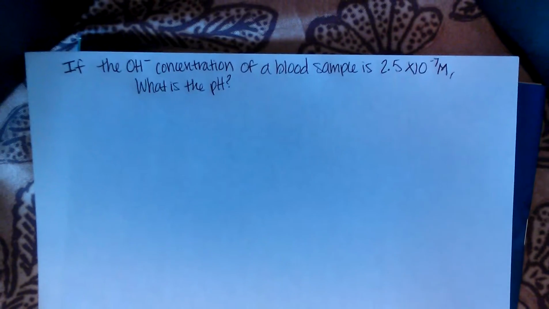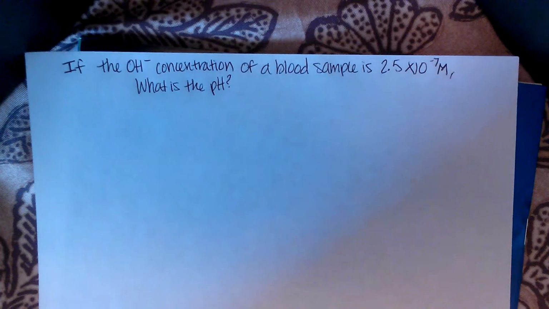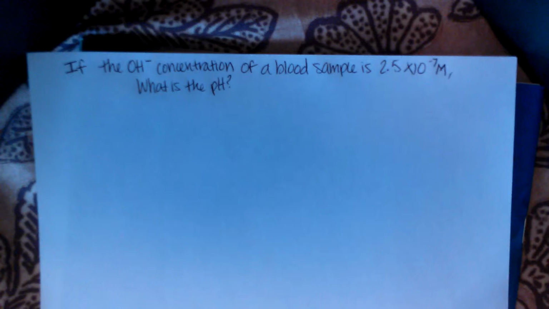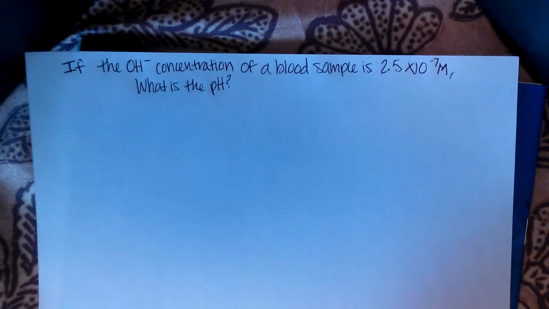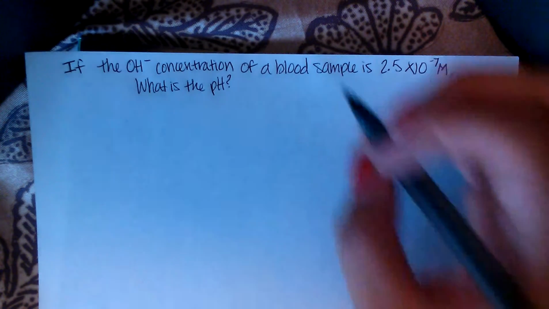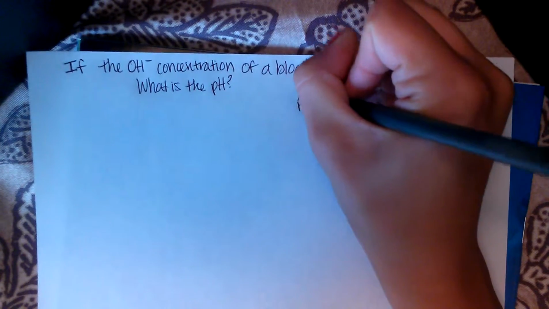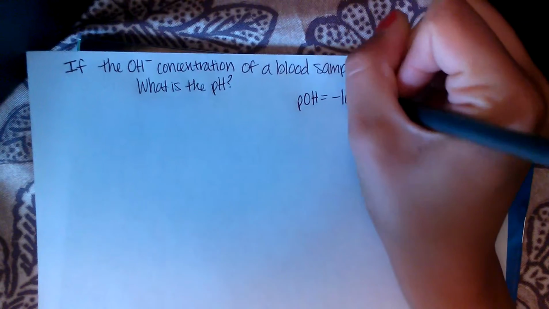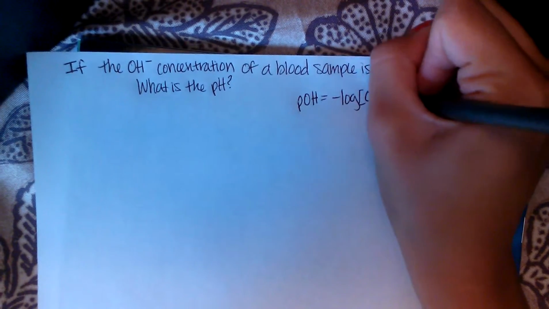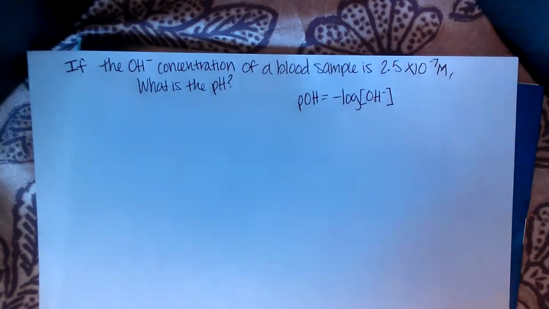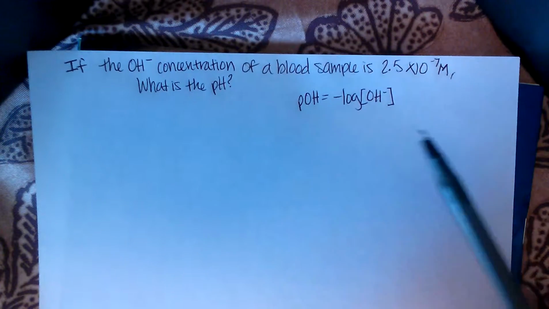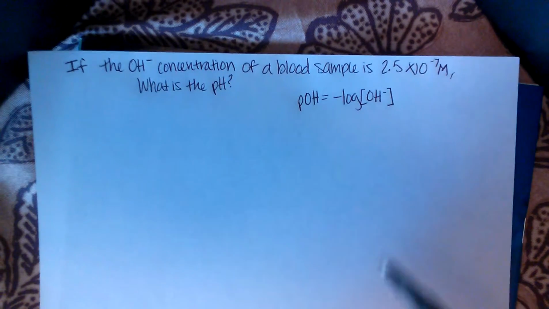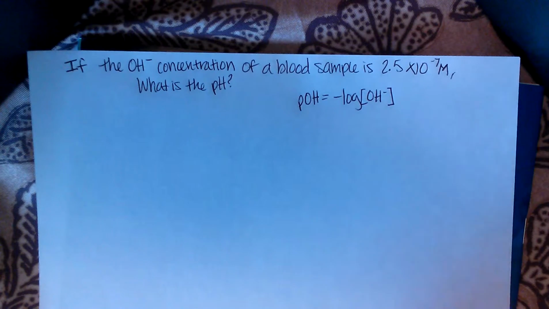So what I find most helpful is to write down the equations that are most relevant to this problem. Obviously we're starting off with OH-. So a formula that relates to OH- is pOH equals negative log of the concentration of OH-. This is helpful because it gives you the concentration of your OH-, so you can plug that in here and solve for pOH.